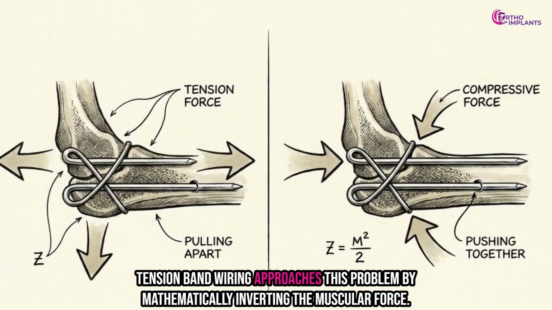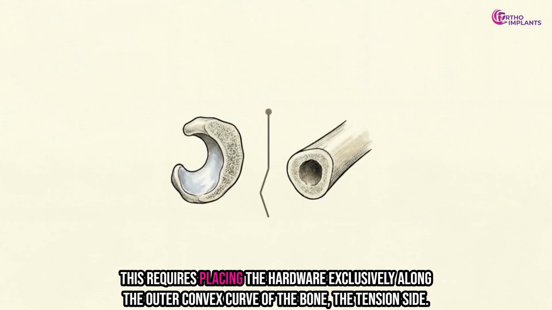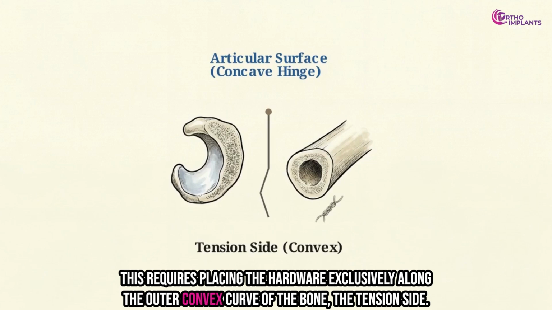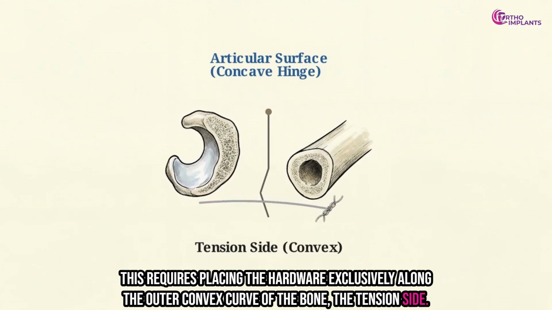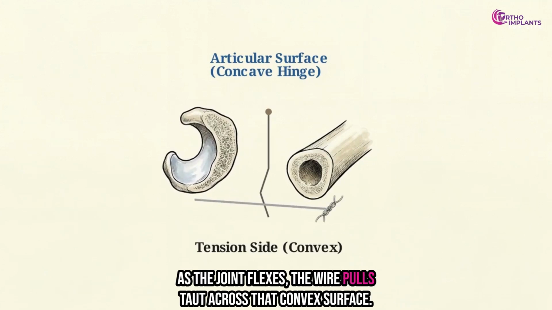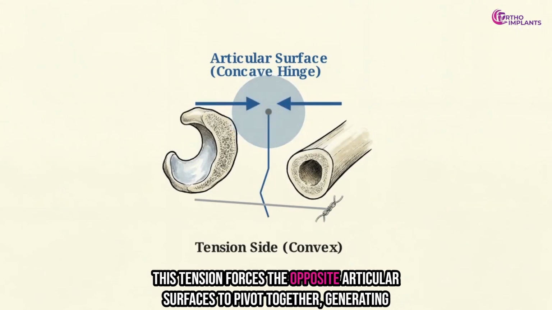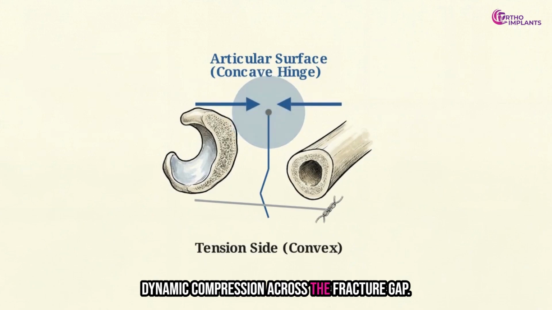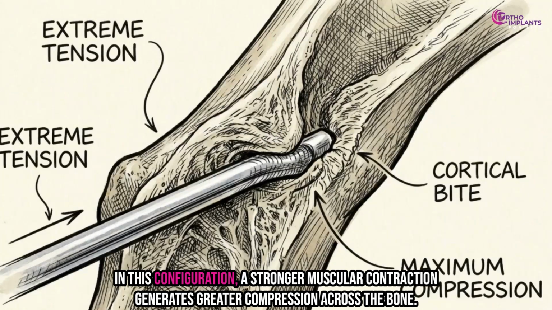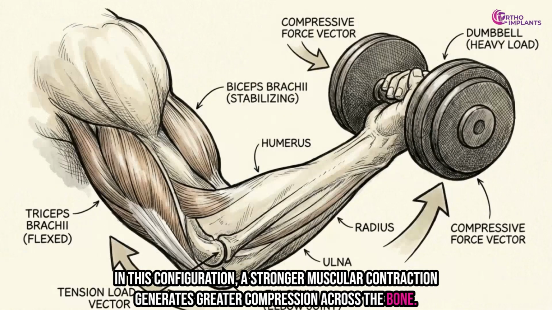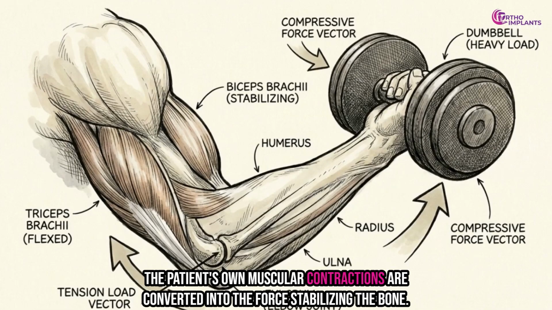Tension band wiring approaches this problem by mathematically inverting the muscular force. This requires placing the hardware exclusively along the outer convex curve of the bone, the tension side. As the joint flexes, the wire pulls taut across that convex surface. This tension forces the opposite articular surfaces to pivot together, generating dynamic compression across the fracture gap. In this configuration, a stronger muscular contraction generates greater compression across the bone. The patient's own muscular contractions are converted into the force stabilizing the bone.